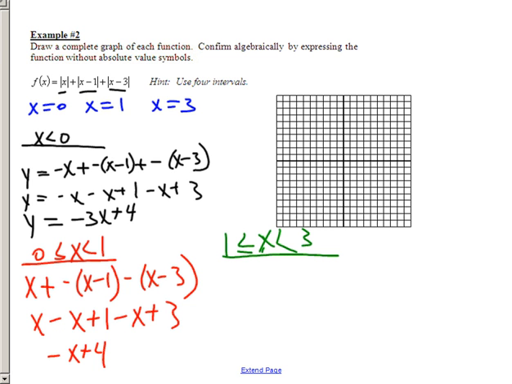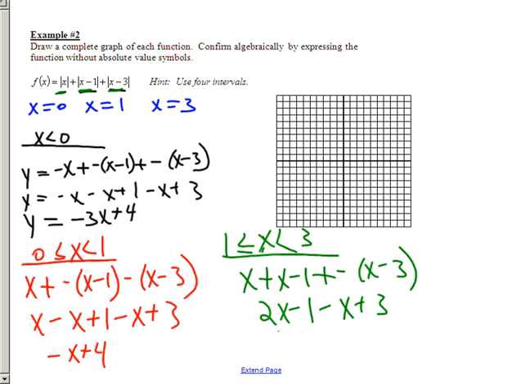If you pick a number like 2, if I plug 2 into the first one right here, I get a positive out. Just leave it. If I plug 2 into here, I get a positive 1 out. Just leave it. If I plug 2 into here, I get a negative out, so negate what's inside. I get 2x minus 1 minus x plus 3, which is, 2x minus x is x, plus 2. Okay? I get x plus 2 back out.